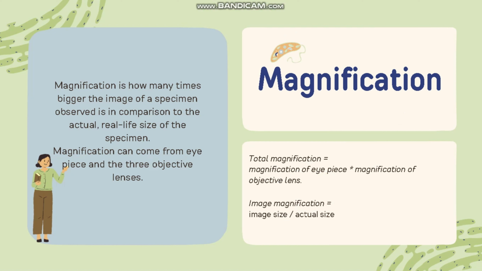But if in the paper they give you a picture of some microorganism and tell you either its magnification or actual length, then you can use the formula: magnification equals image length divided by actual length. You use a ruler for the image length.